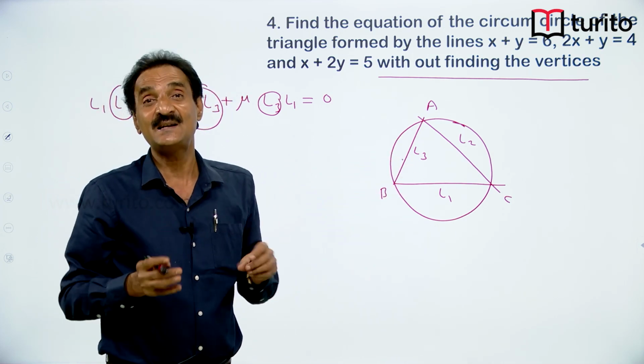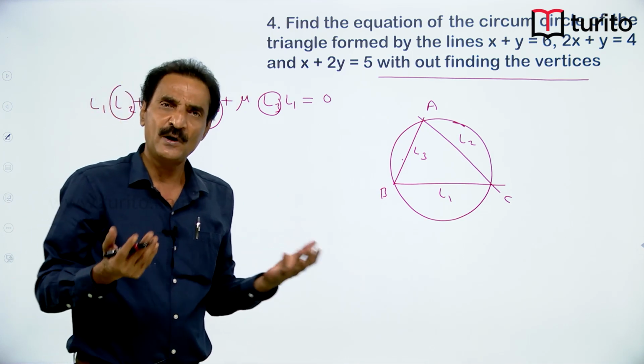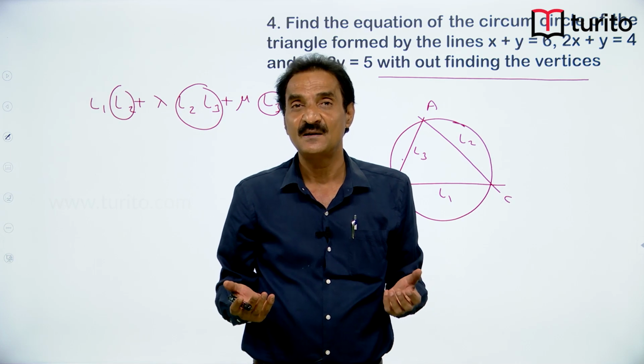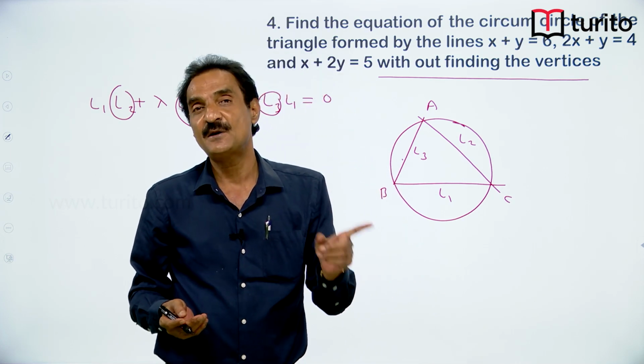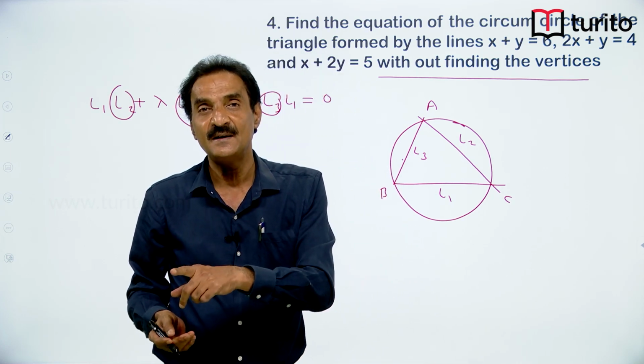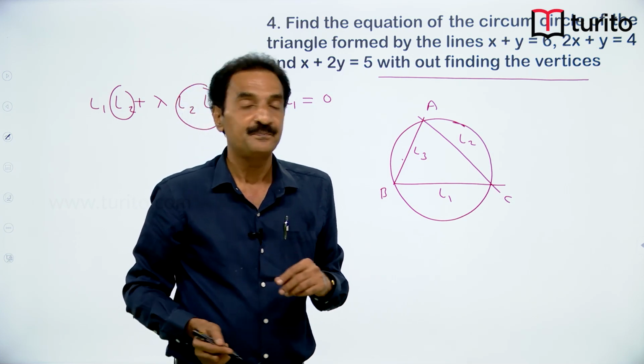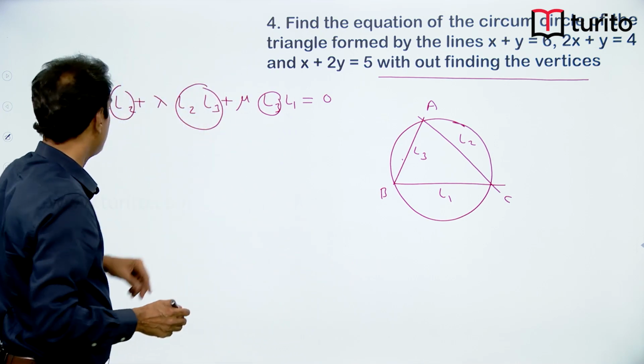But I want a circle passing through A, B, C. We have conditions for a second degree equation to represent a circle. What are the conditions? Coefficient of x square is equal to coefficient of y square and coefficient of xy is 0. So, I will write this equation first.